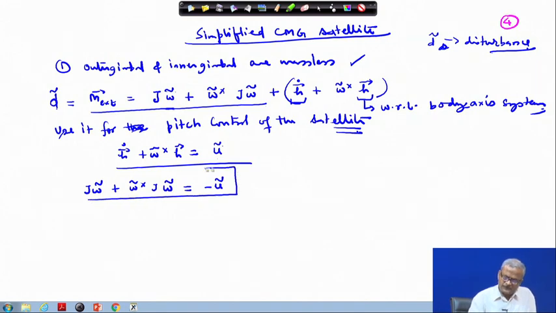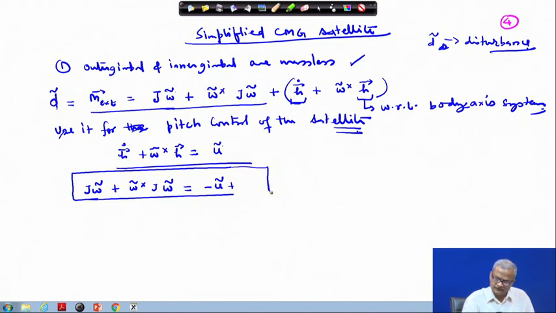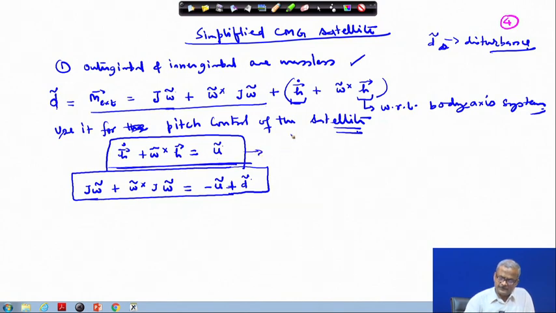So we can write it like this, plus d tilde, where d tilde is the disturbance, and this equation together is the dynamics of the CMG with respect to the body axis, and this is the dynamics of the whole satellite.